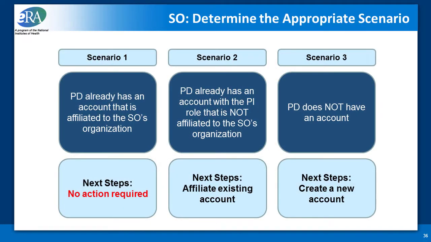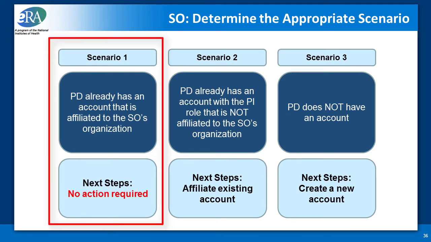Once you've searched, you will have 3 scenarios. You could either have a project director that already has a PI account in ERA Commons, and who is affiliated with your organization, in which case you do not need to take any action to create them an account. This could be the case if your organization was already registered, and has previously applied for grants.